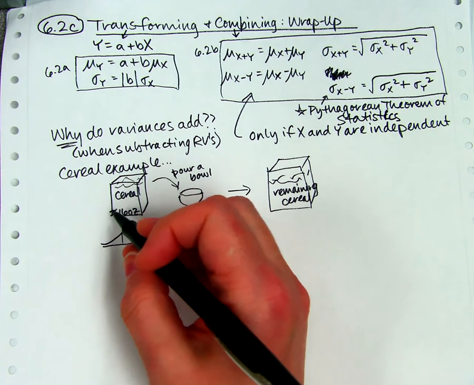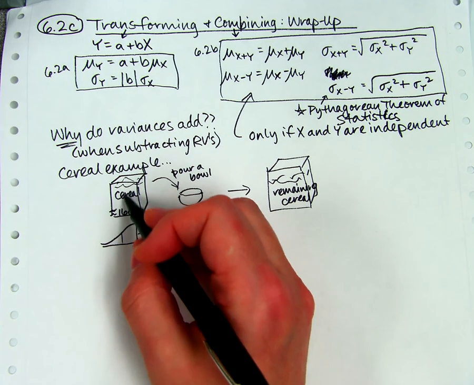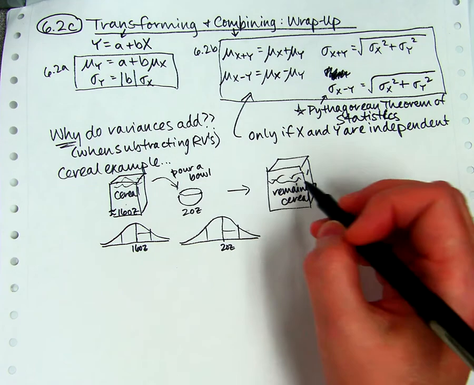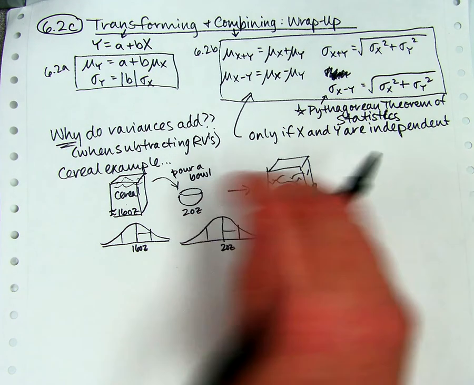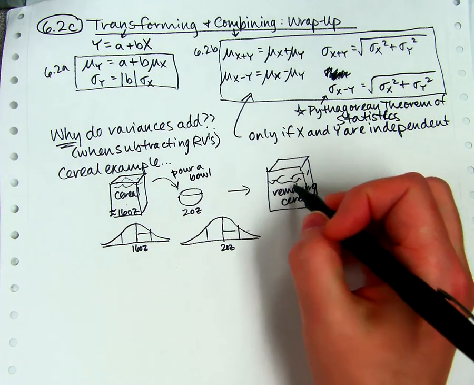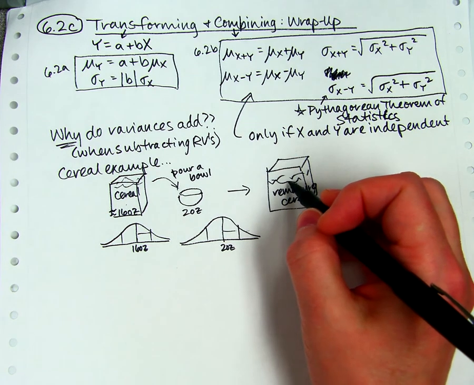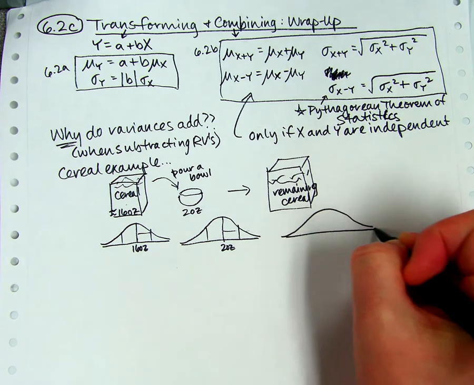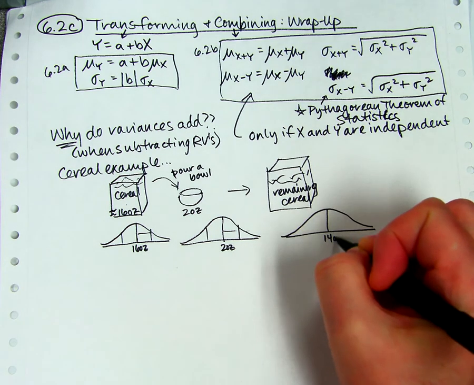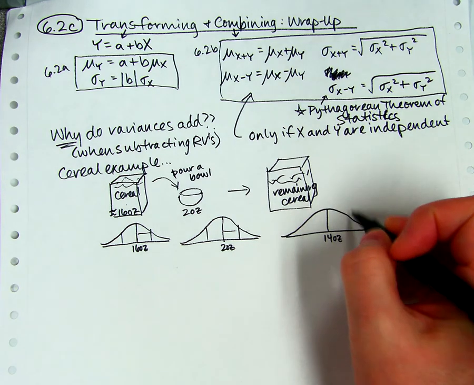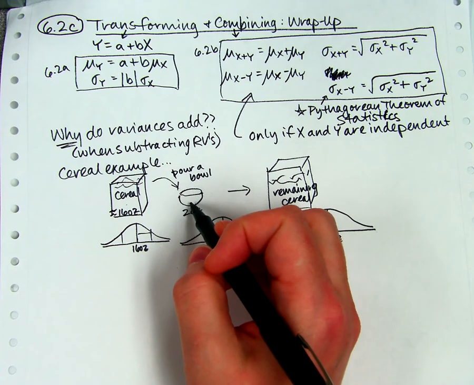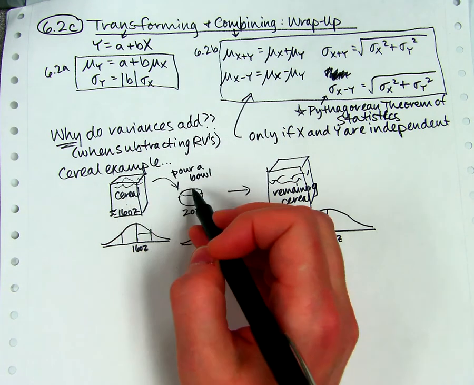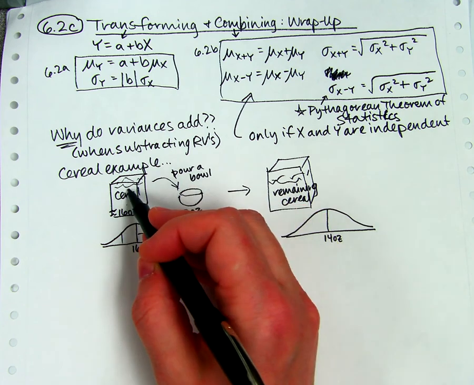So when you do this, you have some variation, you pour a bowl, and now you have this variation also, and what's left is a combination of these two variations. What's left is approximately 14 ounces, but I'm making this wider on purpose because that variation is not going to be less because you poured a bowl. It would be less if you had more in this box and therefore you poured more, or you had less in this box and therefore you poured less.